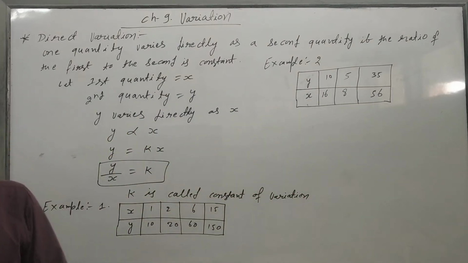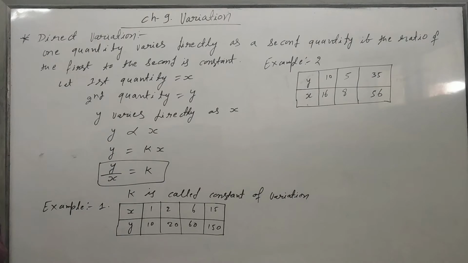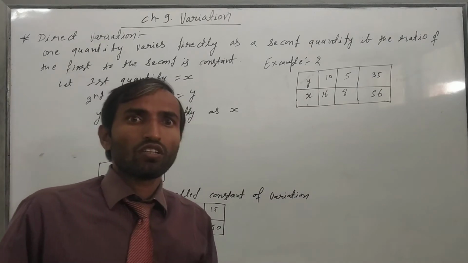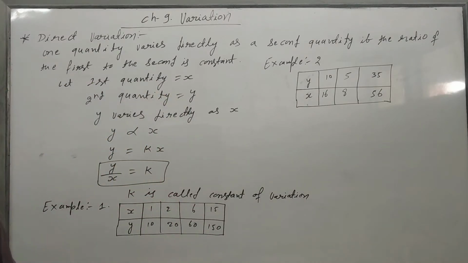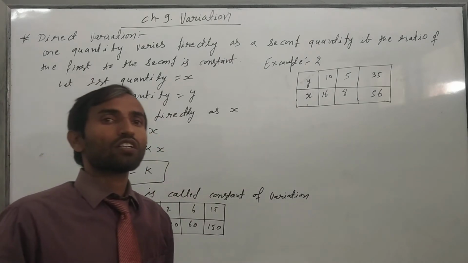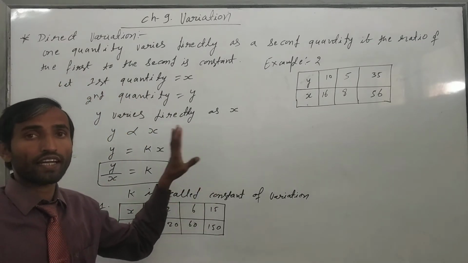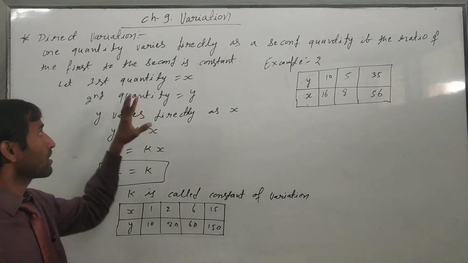In that, two types of variations are there. First one is direct variation and second one is inverse variation. First of all we will study direct variation, then we will study inverse variation according to our exercise. So the first exercise is based on direct variation. First of all we will learn this.